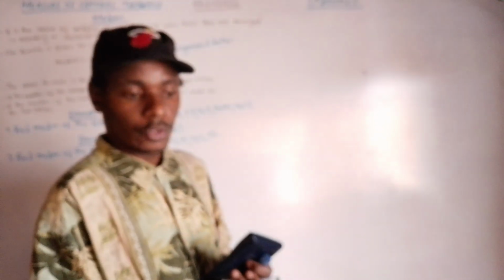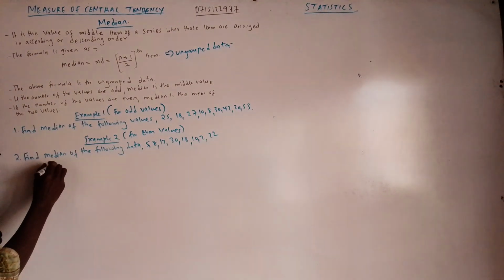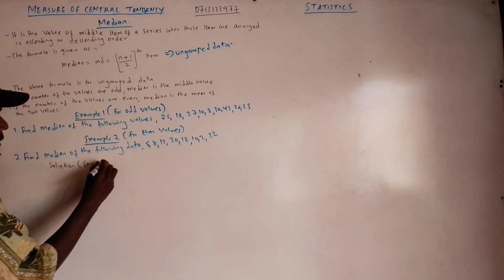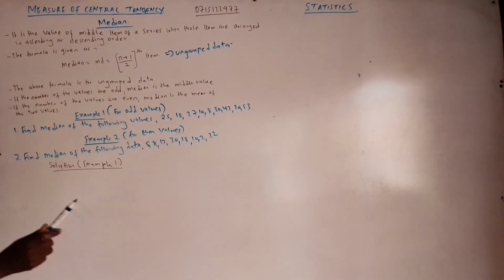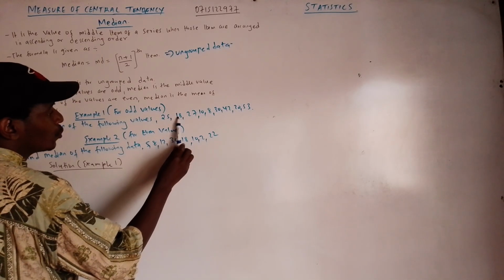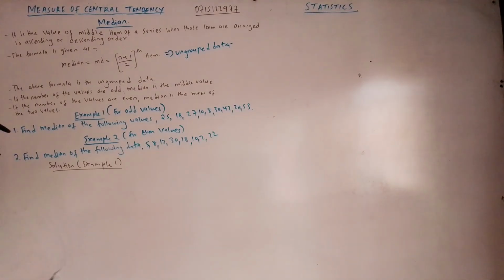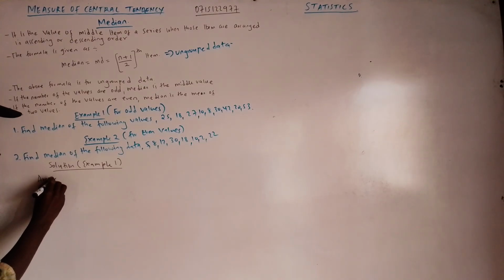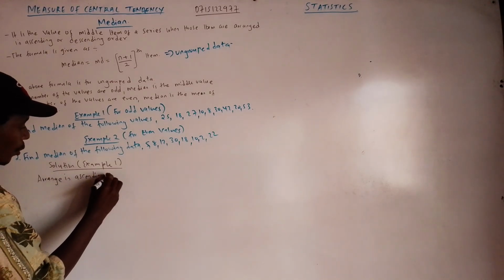Now, the first thing, let us arrange this. So let's do example 1. Solution for example 1. The first example is for an odd number of values. The reason why, let's count: 1, 2, 3, 4, 5, 6, 7, 8, 9. 9 is an odd value. So let's see how we compute. We arrange first in ascending order.